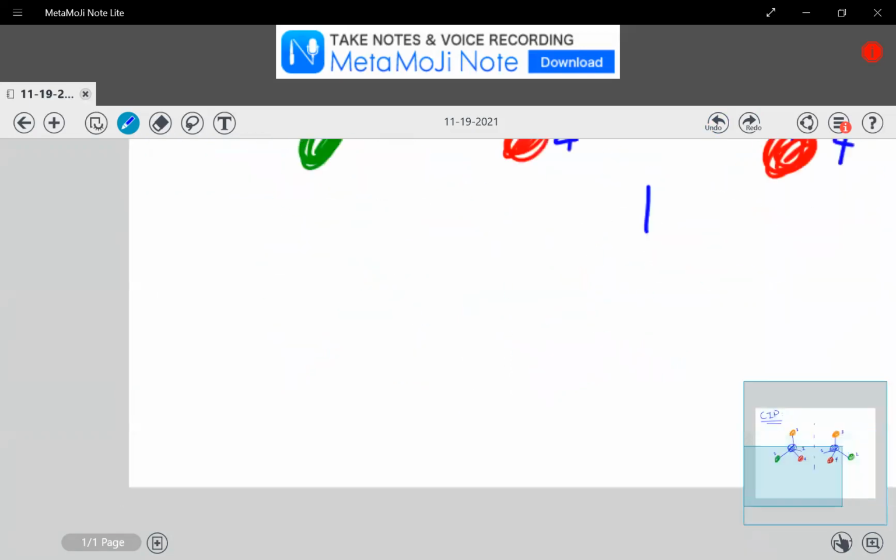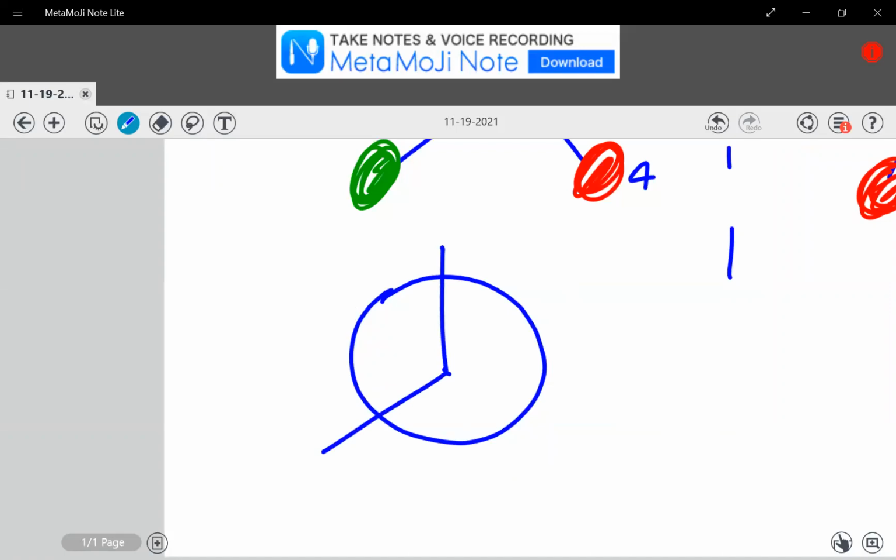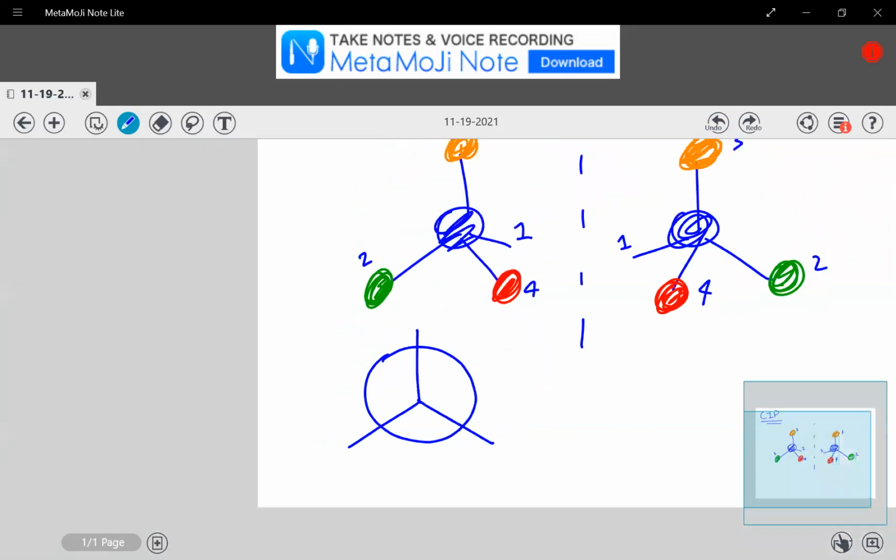Let me show you what I mean. We're going to draw something called the Newman projection. And the way that we do this is that first we draw a circle. Then we draw, I like drawing them like this. Some people might draw it looking like this, but I do it like that. It doesn't really matter though.